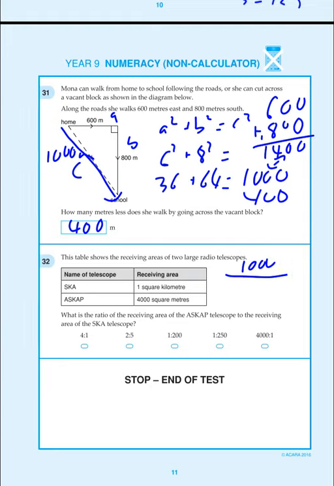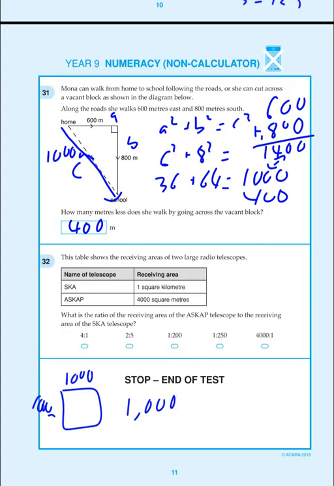Because I believe that a square kilometre will mean it's 1,000 meters by 1,000 meters. So it'll be 1,000 times 1,000, which is 1 million. I knew I had it much too easy. So that's what the SKA is in square meters. And if the other one is 4,000, then you've obviously got to do how many times does 4,000 fit into a million. We can get rid of some common zeros. So it's just how many times does 4 fit into 1,000.